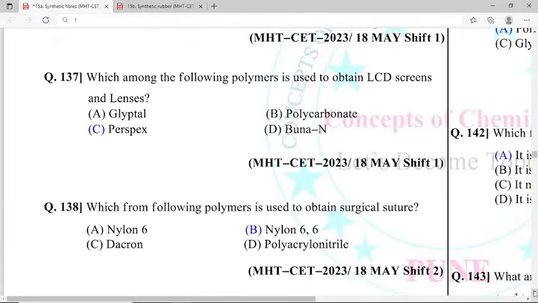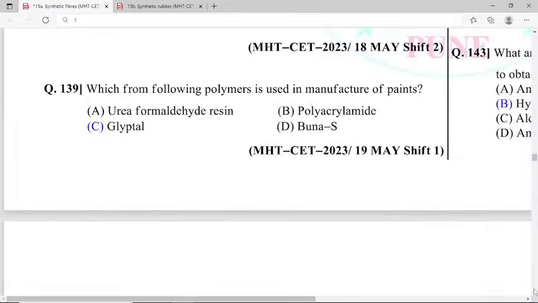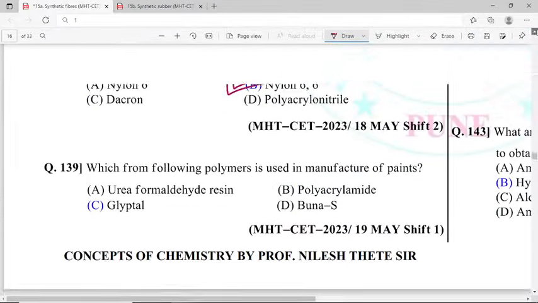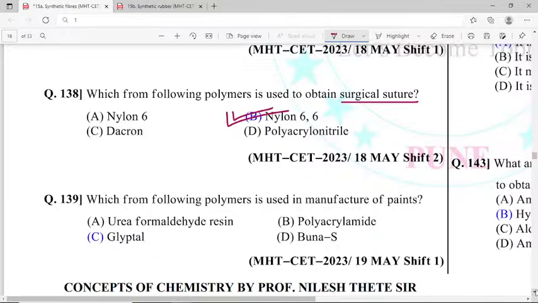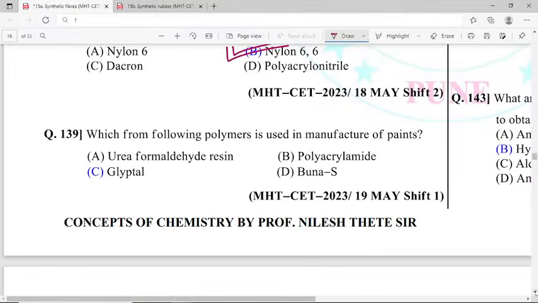Which among the following is used to obtain the LCD screen? The LCD screen is obtained from perspex, and lenses also. Which of the following polymers is used to obtain surgical sutures? Nylon 6,6 is used. Which of the following polymers is used for manufacture of paints? Glyptal is the example used for making paints.